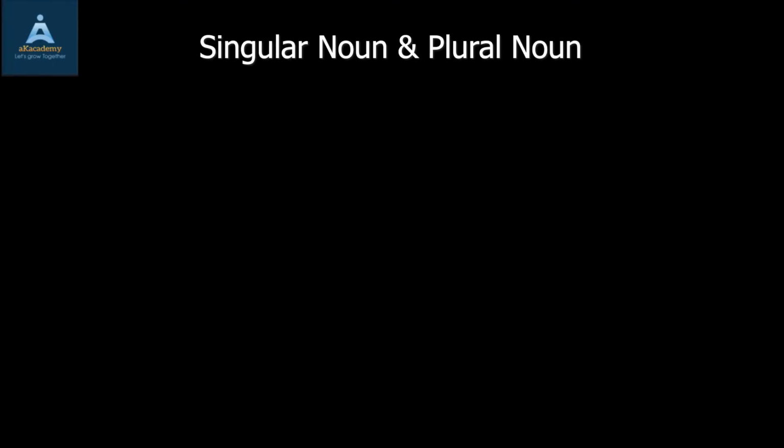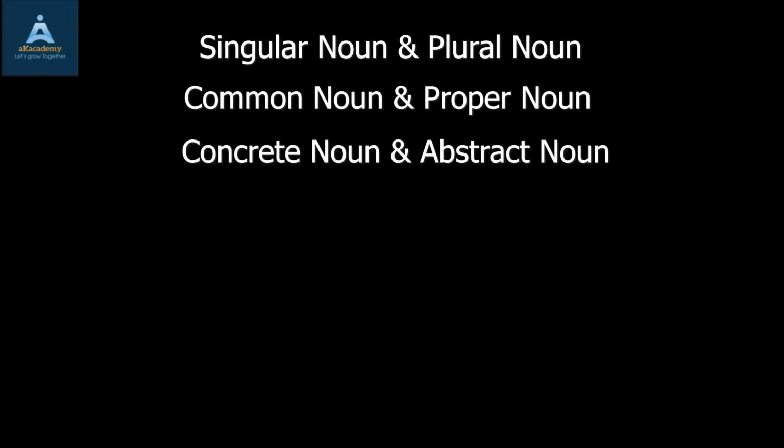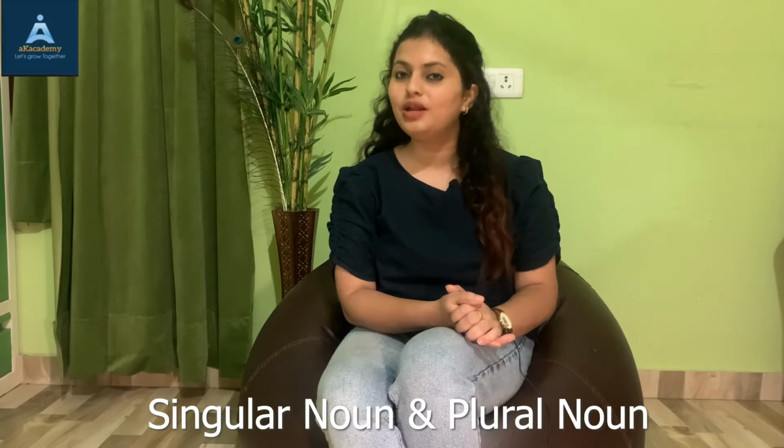So like I said, noun is the name of a person, place, thing, or a feeling or an idea is called as a noun. In English language, there are different types of nouns which are singular noun and plural noun, common noun and proper noun, concrete noun and abstract nouns, collective nouns, compound nouns, countable and uncountable nouns, and possessive nouns. And we are going to talk about each one of them. So let's begin with singular noun and plural noun.